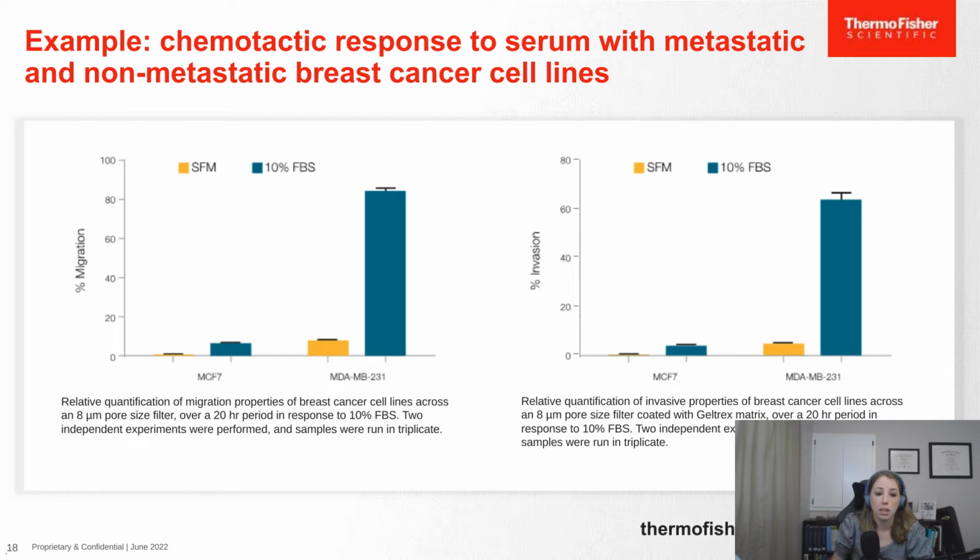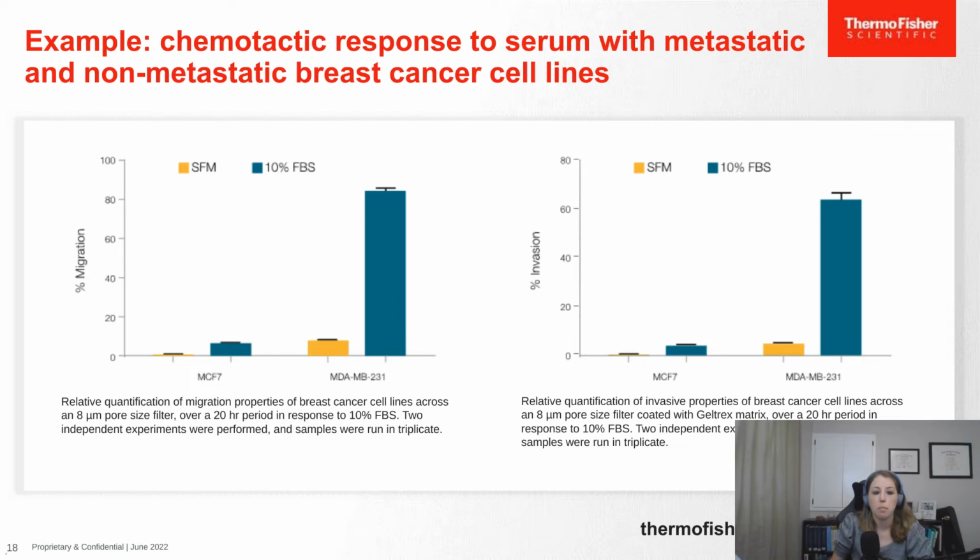You can see that in both the migration setup without Geltrex and the invasion setup with Geltrex, a much higher percentage of the metastatic MDA-MB-231 cells cross the membrane in response to FBS as compared to the non-metastatic MCF7 cell line. Also interesting is that for the migration setup, close to 90% of the MDA-MB-231 cells made it across the membrane, versus only about 70% that made it across in the invasion setup. This demonstrates the additional barrier to migration that the Geltrex coating provides.